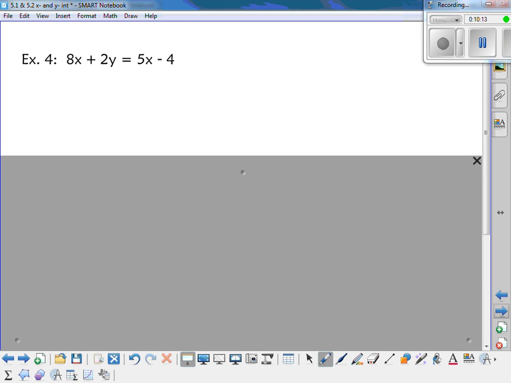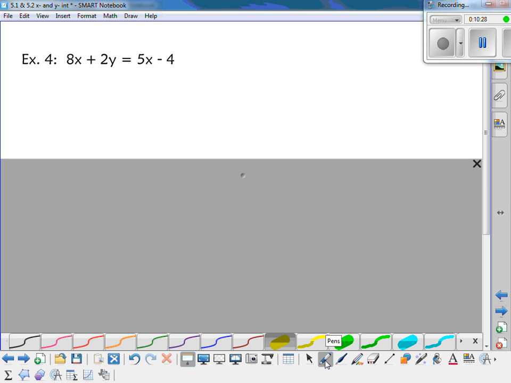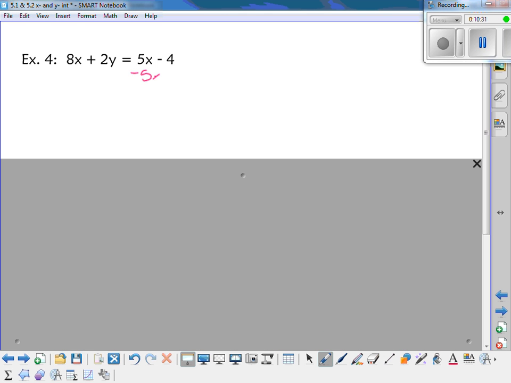Okay, so sometimes you're going to have a situation where it's not in standard form. You have to get the equation in standard form first. So for this example, I have 8x plus 2y equals 5x minus 4. I need to get the 5x from the right side over to the left side with the other one. So I'm going to subtract 5x from both sides. This is for your notes, by the way, in case you were wondering. Okay, so I get 3x plus 2y is equal to negative 4.